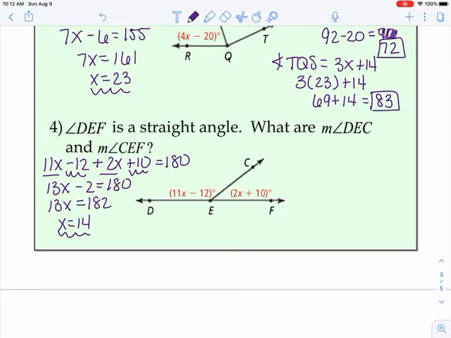Again, I'm not done because the question did not ask me to find out what x is. It asked me to find the measure of each angle. So let's go back and find each angle. And I'm going to find angle DEC first. DEC is the one that was represented by 11x minus 12. Again, we just found out that x was 14.